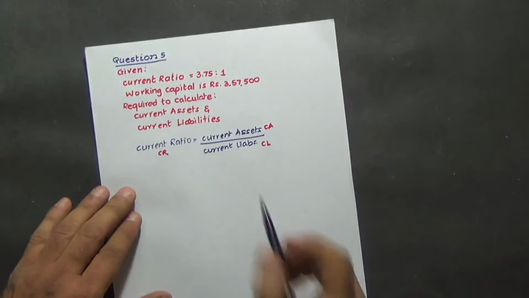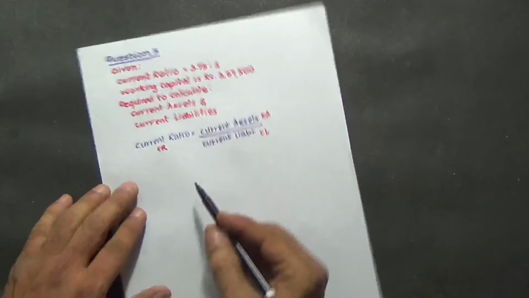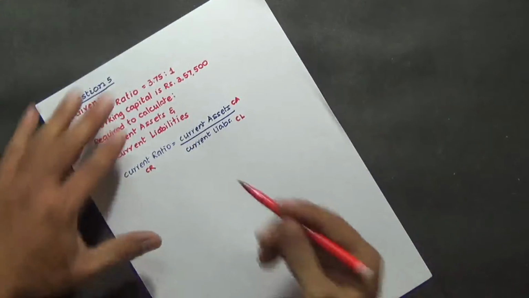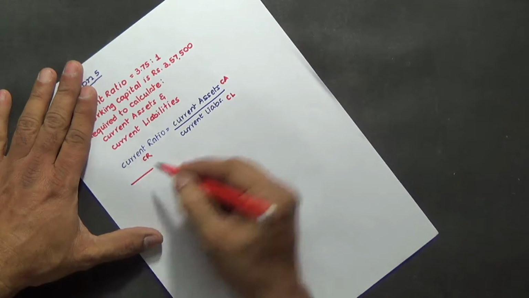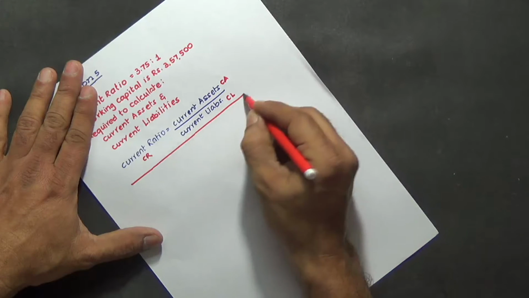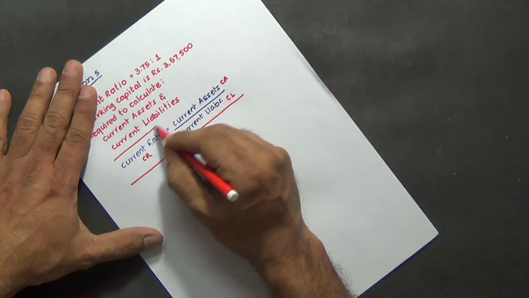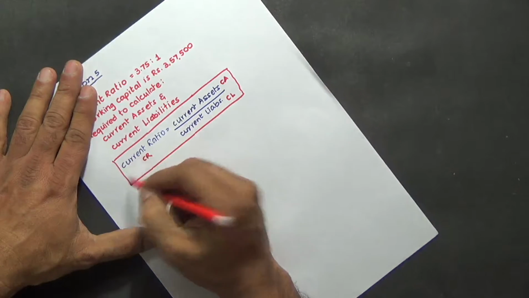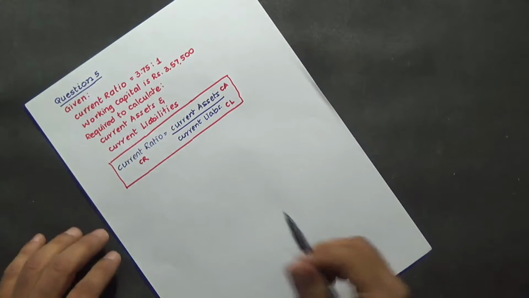Given in the problem, current ratio 3.75 is to 1. This is a formula, so let me put it in a red box. In the exam, you won't have to do this. You can just write the formula in bold letters. This is the formula.